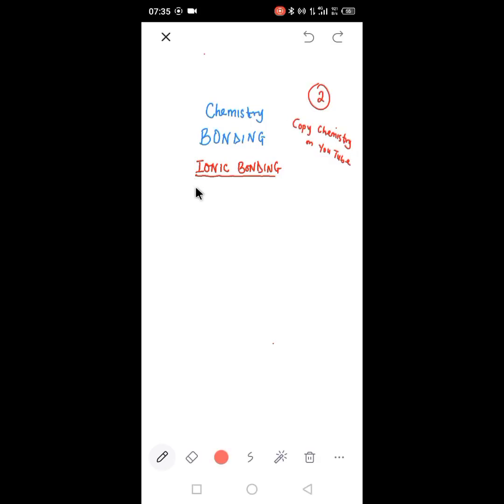Hello guys, so this is ionic bonding. Now, like we said in the previous video, bonding is about attaining a stable octet or duplet structure.